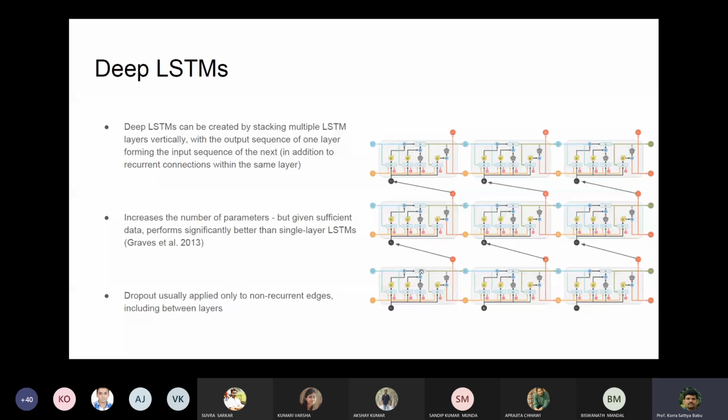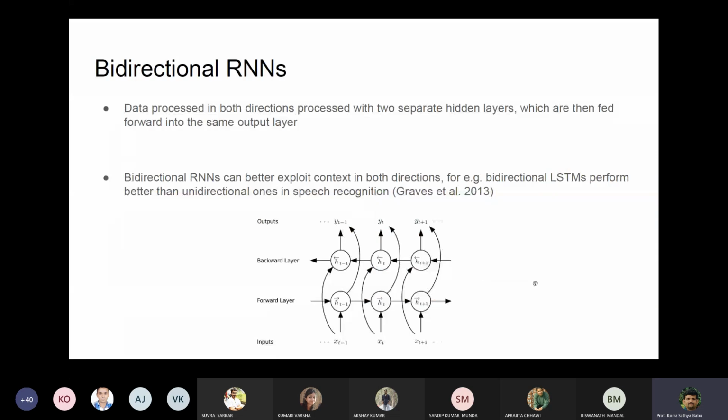You also have bidirectional RNNs, which are more powerful nowadays. Data can be processed in both directions with two separate hidden layers, which are then fed forward into the same output layer. You see here, bidirectional RNNs can better exploit context in both directions. Given a word, from forward and backward, it can try to get the context. To attain the best results, for example, bidirectional LSTMs perform better than unidirectional ones in speech recognition. So for speech recognition, what is the best word?